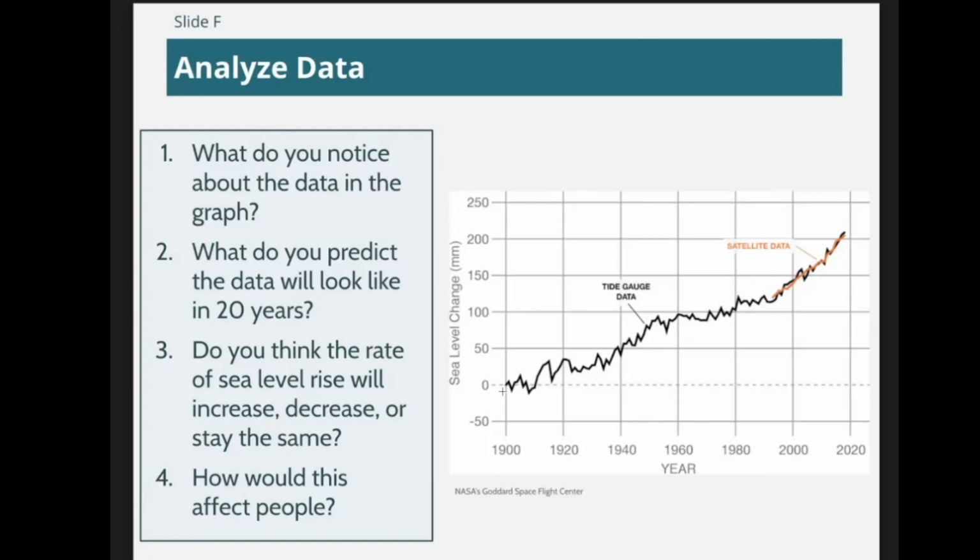And we learn a little bit about how the data was collected from 1900 till current time. It's using a tide gauge, and that's described in the slideshow. Then satellite data begins around 1990, and you can see that the satellite data is very aligned to the tide gauge data. So we know that if this is accurate, this is going to be accurate as well. We can see that the sea level is absolutely rising. So we talk a little bit about what we predict will happen in 20 years from now. How is that going to affect people?